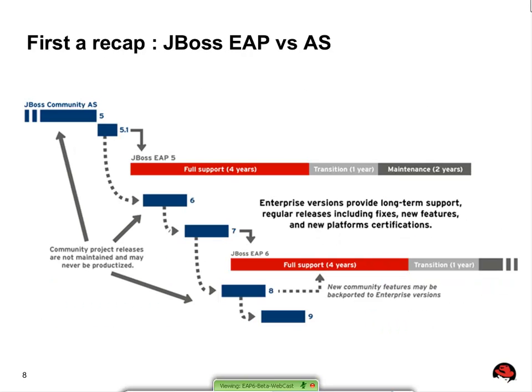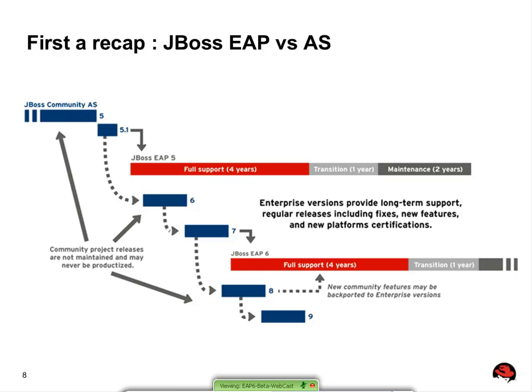So just a reminder of Red Hat's model. We have a fairly standard model. We have upstream community projects, and we have fully supported enterprise products, products that we will provide long-term support for, provide regular releases, new features, and certify against a whole host of JVMs, databases, and other third-party products. All of the things you require to consider deploying on JBoss or Red Hat.